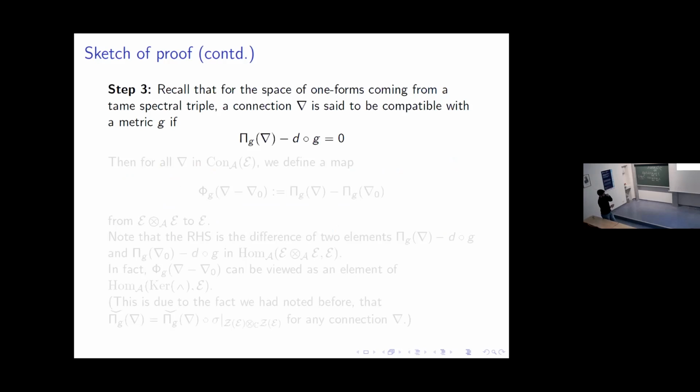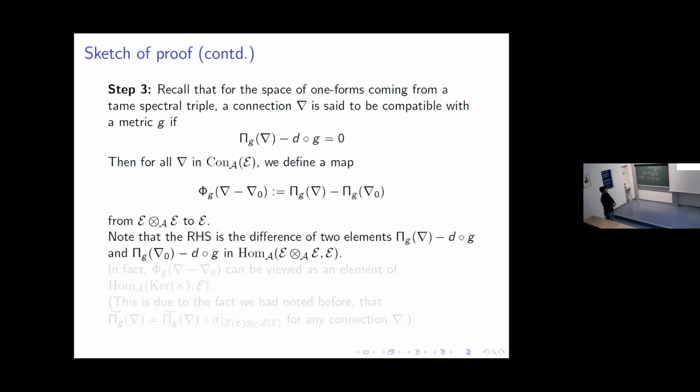The third step is to recall the pi g nabla from the mutual compatibility condition. Then we define the following map in its entirety, phi g of nabla minus nabla naught. It is defined by pi g of nabla minus pi g of nabla naught. It is a C-linear map from E tensor A to E tensor E. Now note that the right hand side is in fact the difference of these two right A-linear elements, so this is also a right A-linear map from E tensor E to E.